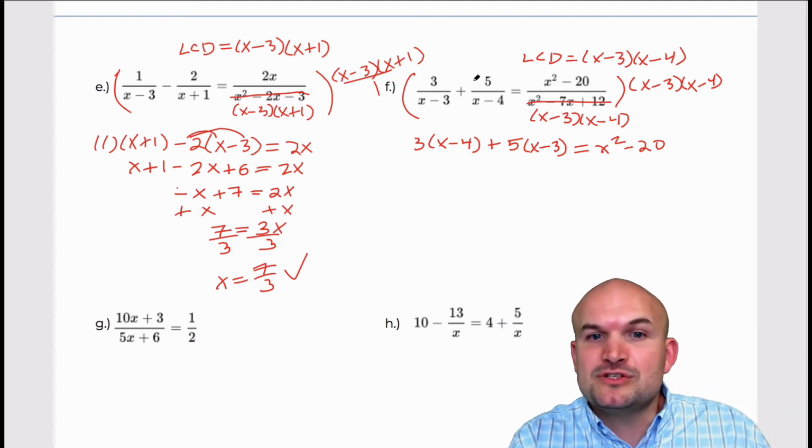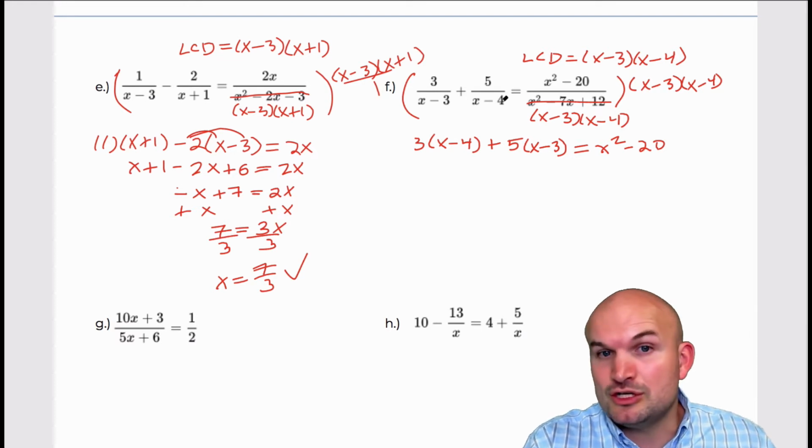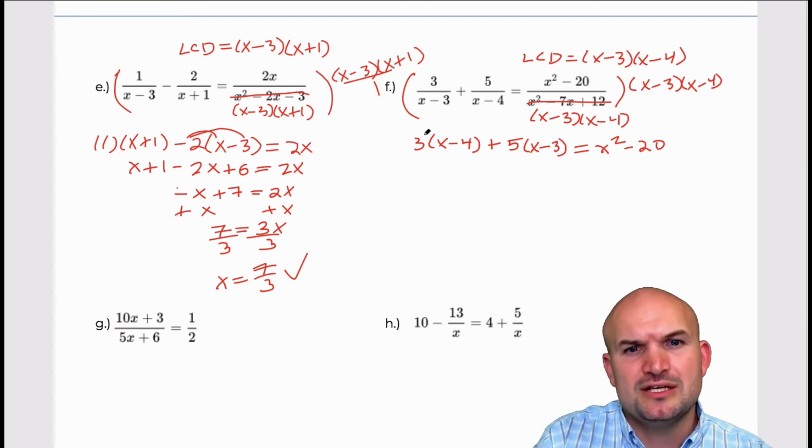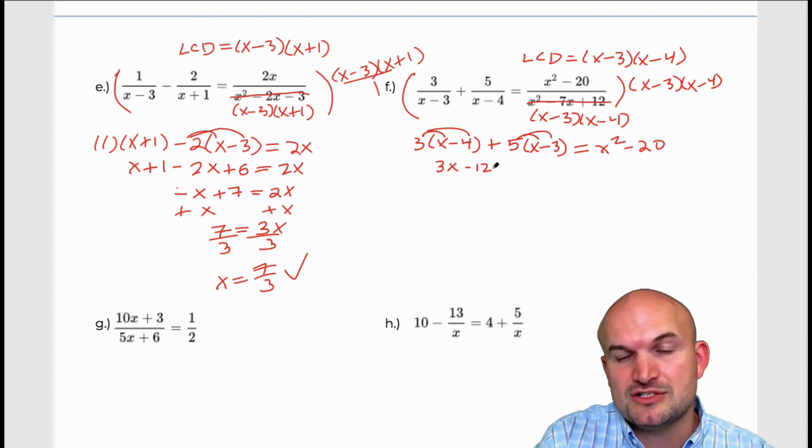And whatever my solutions are, I'm going to want to make sure that I check them in my denominator to make sure they don't make my denominator equal to 0. So let's go ahead and simplify this. And remember, solving quadratics is a little bit different than solving linear equations. So I'm either going to have to solve by factoring or by the quadratic formula.